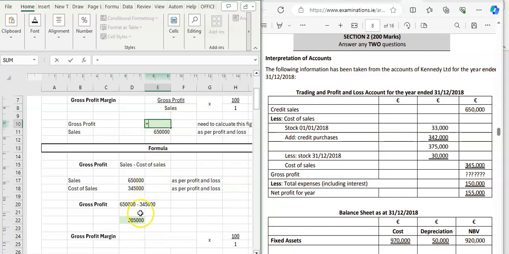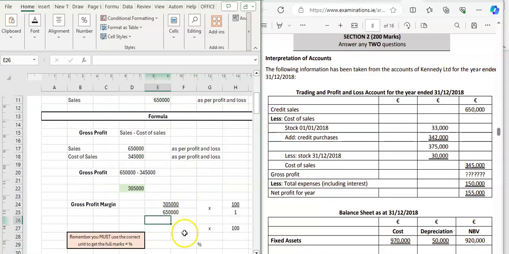So now we have the two figures that we need to help us calculate the gross profit margin: your gross profit is 305,000 and your sales 650,000. So we're going to fill in the formula. 305,000 is going to be divided by 650,000. So we're going to divide the 305,000 by the 650,000, and then we're going to multiply that by 100.